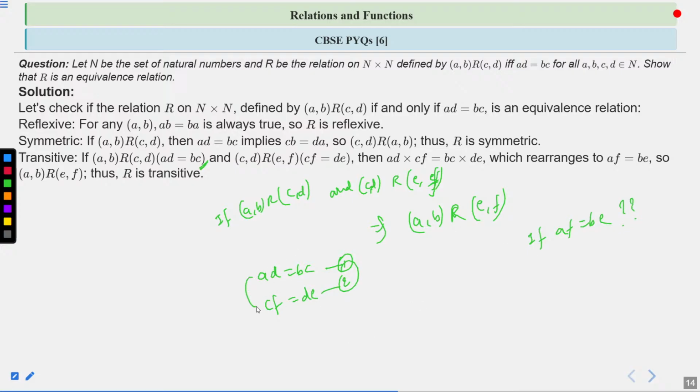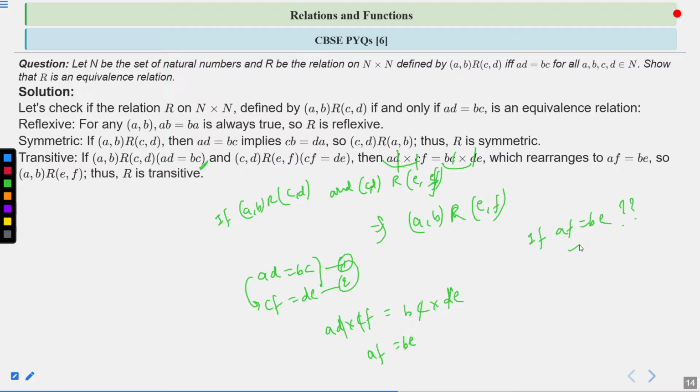So can we multiply this? See, if we multiply AD into CF, AD into CF will be equal to BC into DE. Clear? Now you can see that we can cancel out D this side, D this side, and C this side and C this side. So AF is equal to BE. We have cancelled D and C on both sides, so we are getting AF is equal to BE. Got it?